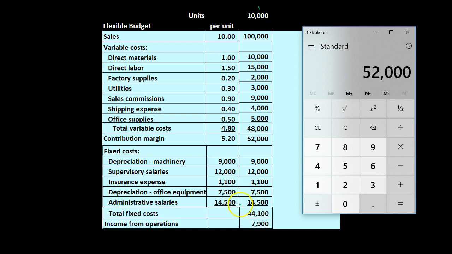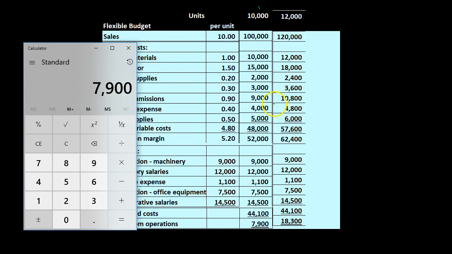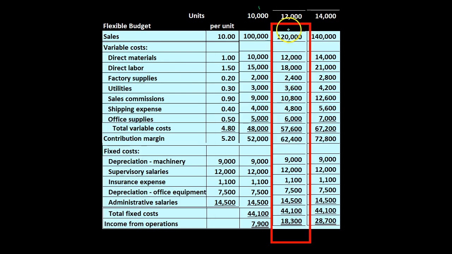And then if we add those up, the total fixed costs are 44,100, and the contribution margin, the 52,000 minus the fixed cost of 44,100, gives us that 7,900 of income from operations we saw in the prior income statement that was formatted in the traditional fashion. Now with a flexible budget, we can then do this for different production levels. So what if we had, what if not income levels, but production levels?